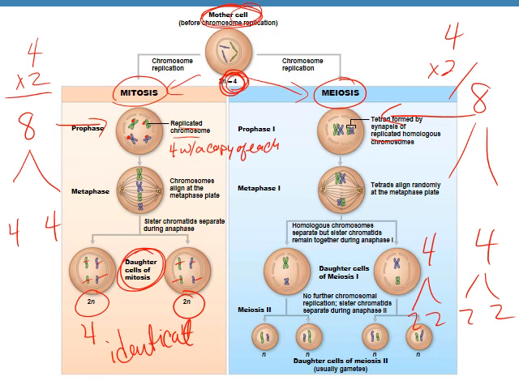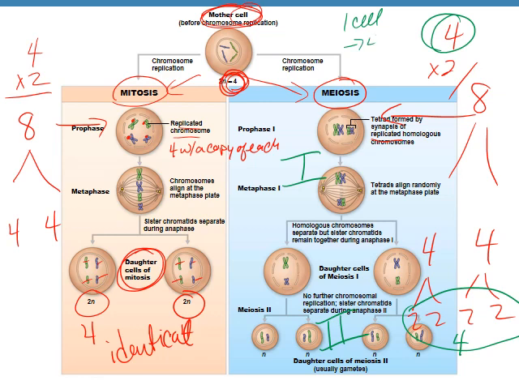So what's different about meiosis is meiosis has a first division, and then it has a second division. It divides twice. What else is unique? You start with 1 cell with 4, and you end up with 4 cells that have 2 each. So you go from 1 cell to 4 cells, and you have half the chromosome number.